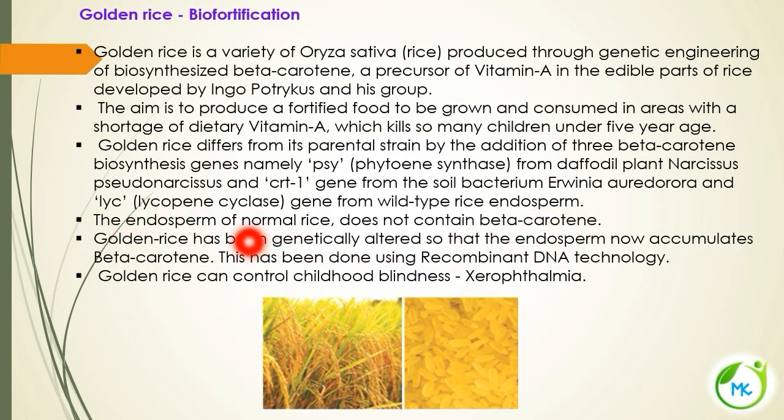The endosperm of normal rice does not contain beta-carotene. But golden rice has been genetically altered so that the endosperm starts accumulating beta-carotene. And how is this made possible? It is made possible by means of rDNA or recombinant DNA technology. And this golden rice can control childhood blindness in case of ophthalmia.